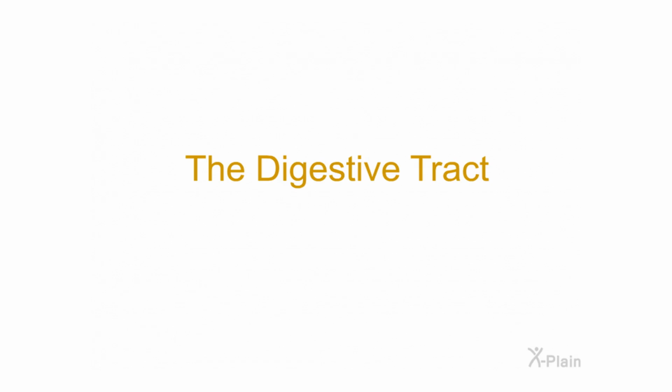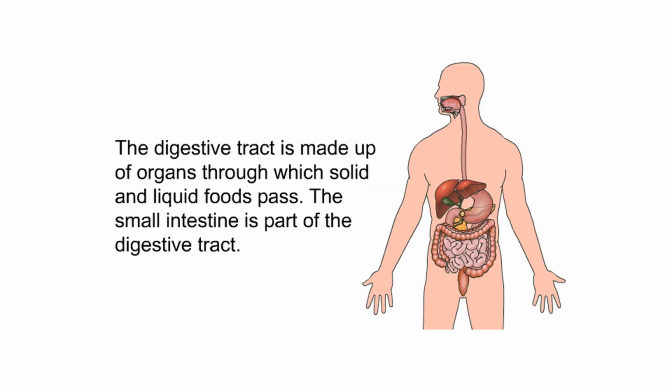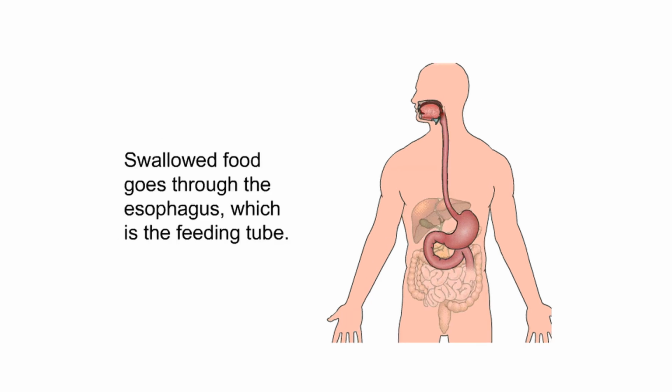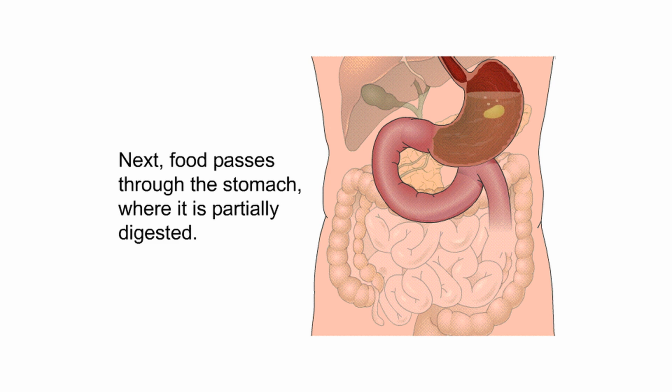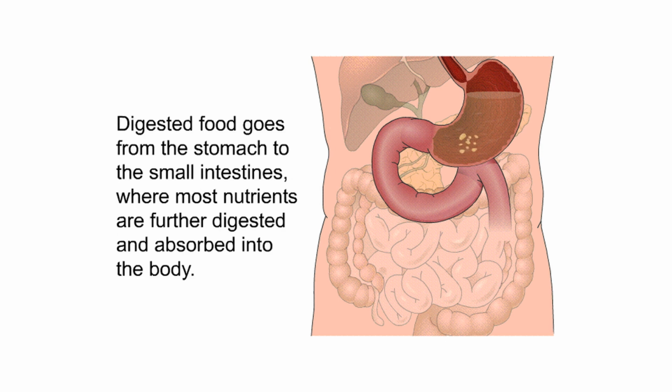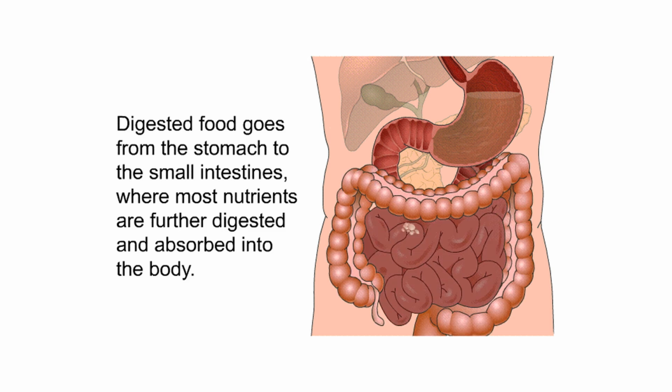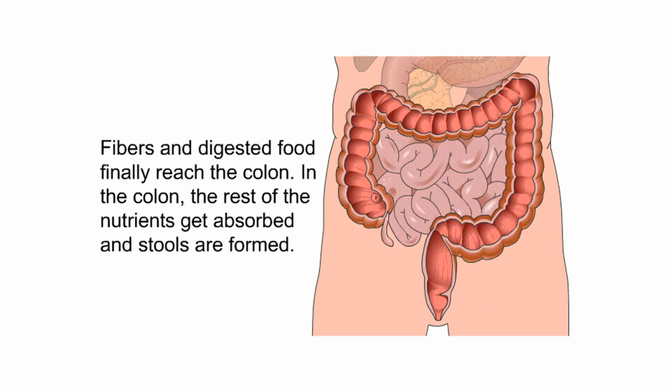The digestive tract. The digestive tract is made up of organs through which solid and liquid foods pass. The small intestine is part of the digestive tract. Swallowed food goes through the esophagus, which is the feeding tube. Next, food passes through the stomach, where it is partially digested. Digested food goes from the stomach to the small intestines, where most nutrients are further digested and absorbed into the body. Fibers and digested food finally reach the colon. In the colon, the rest of the nutrients get absorbed and stools are formed.